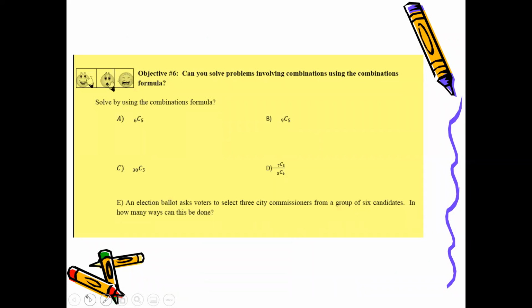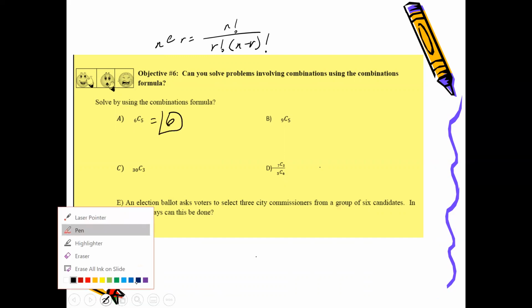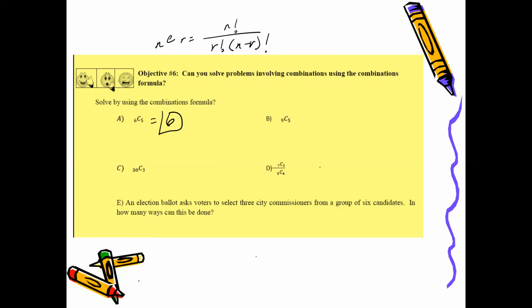Objective number 6. Let's do a little bit of practice with combination. So again, you want to go ahead and memorize a formula, which is n factorial over r factorial times n minus r factorial. You guys do A, which is going to result in 6. I will go ahead and do the last 2. You do B, and B is going to give you 126. Make sure you show the work. I will go ahead and do C.